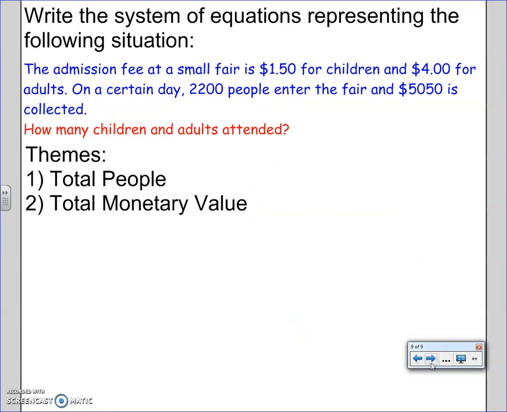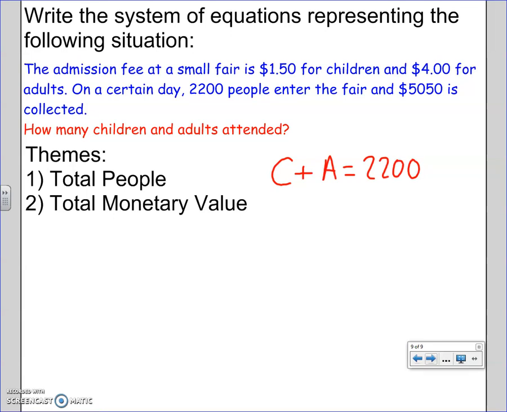Alright, and the last one, here's another one. Admission fee for a small fair is $1.50 for children, $4 for adults. On a certain day, 2,200 people entered, and $5,050 was collected. So the 2 themes here are total people. We can call the first one children. So C for children, the number of children plus the number of adults is 2,200 people. There are 2,200 humans there. Some of them are children, some of them are adults.